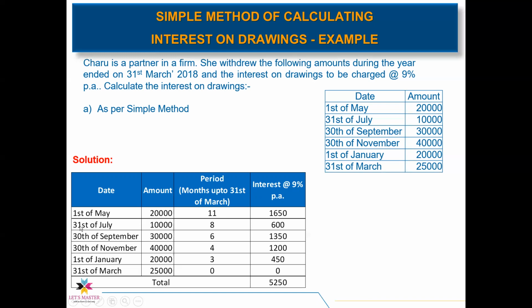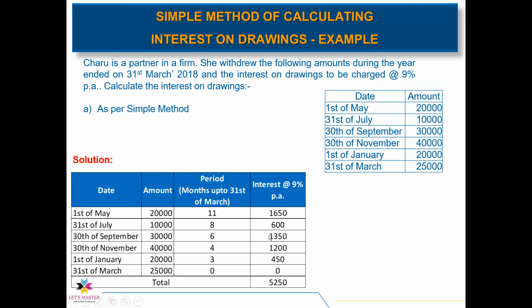Similarly, the next amount was withdrawn on 31st of July, which means 1st of August. So from August to March 31st, it comes out to 8 months. Then 30th September means 1st of October. So from 1st of October till 31st of March, it comes out to 6 months. Then 30th November, which means 1st of December. So from 1st of December till 31st of March, it comes out to 4 months. Then on 1st of January, so from 1st of January till 31st of March, it comes out to be 3 months. And 31st of March, that means on the last day of the accounting period. So we will not calculate any interest on this amount, which is of rupees 25,000.